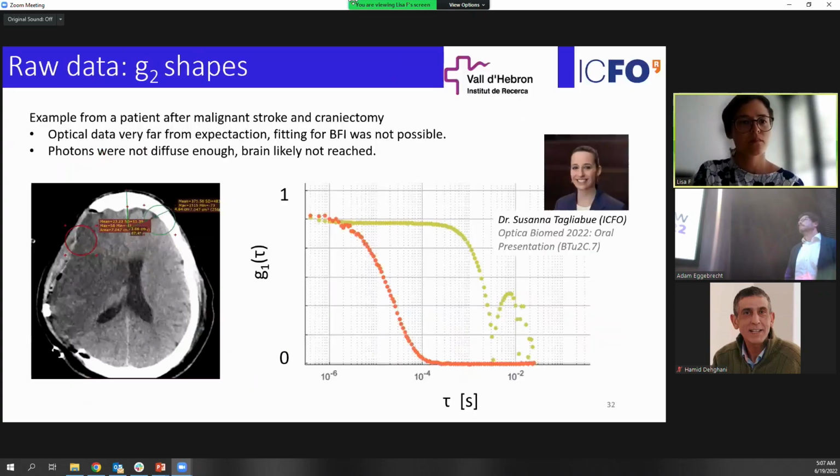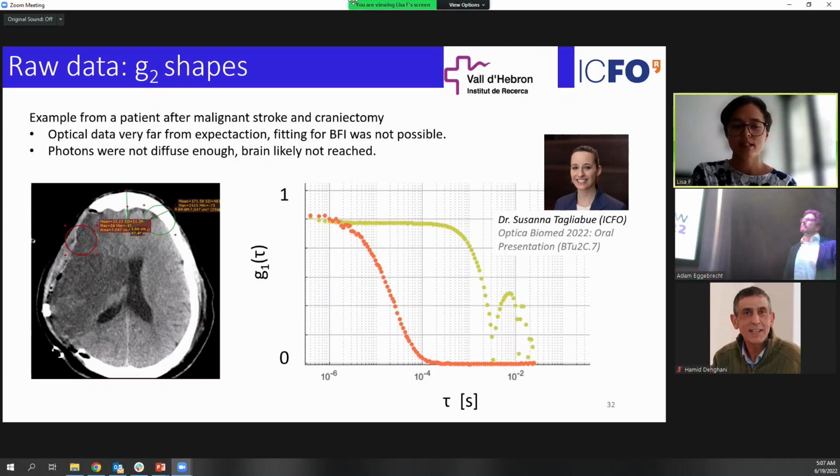So another important thing to talk about is that these G2 shapes might also give you some idea about whether you're actually looking in a diffuse regime or not. So in this example here, my colleague was studying a patient who had had a malignant stroke and a craniotomy. And what she saw was that her recorded G1 curve, that's the yellow curve here, looked very strange. And so she actually couldn't even fit and recover a blood flow value in this case.